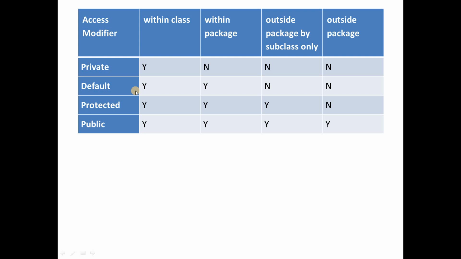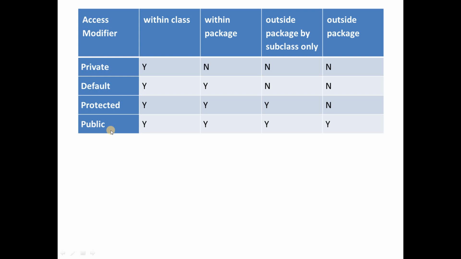After that, the protected access modifier is here. It is accessible within the class as well as within the package, and it is accessible outside the package only by a subclass. That's why three fields are yes for protected. And for public, all fields are yes. Why? Because it is accessible within the class, within the package, outside the package, and outside the package by a subclass. Because the public access modifier is accessible throughout Java's environment, four fields are yes for public. For protected, three fields are yes: within the class, within the package, and outside the package by a subclass only.